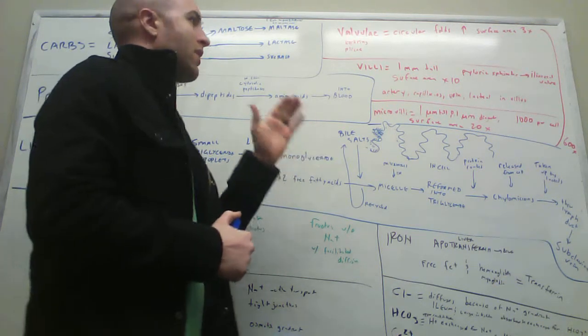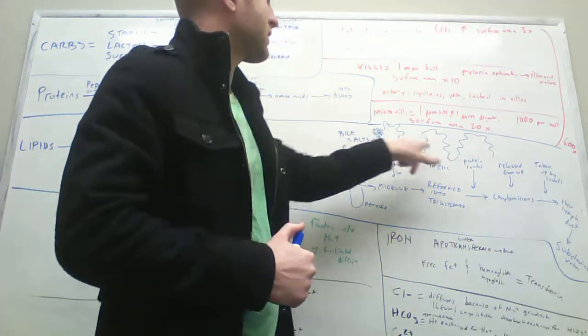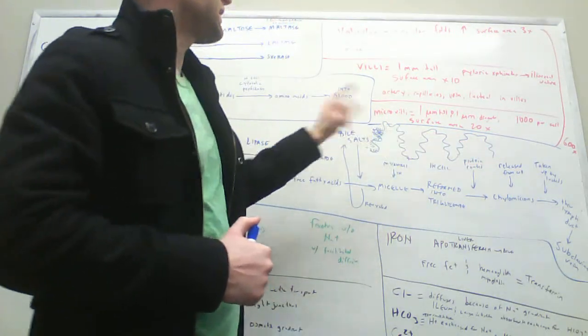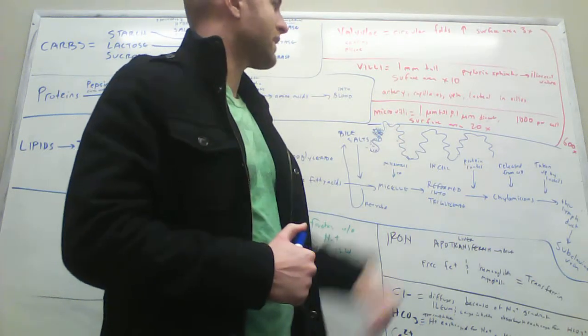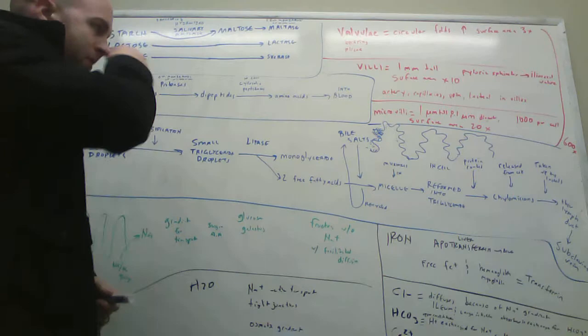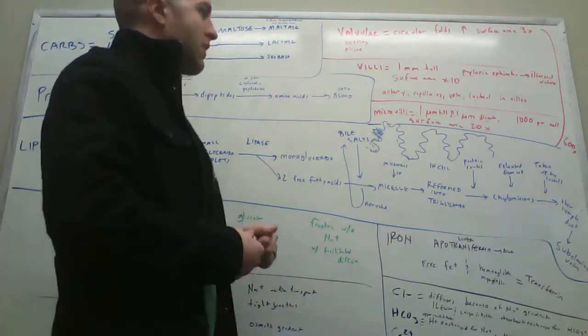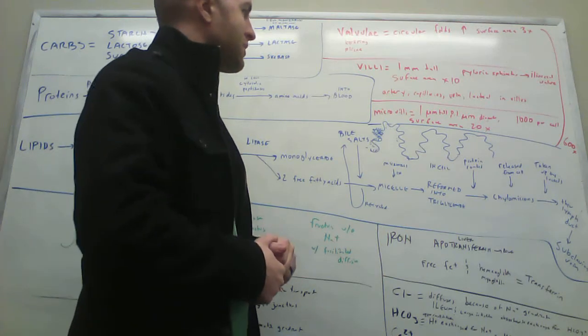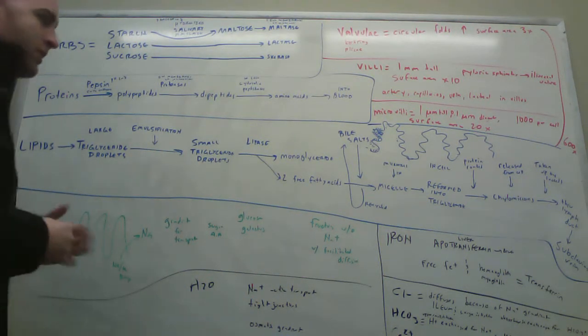So altogether, 3 times increased surface area by these plicae circularis, 10 times the surface area by the villi, and now 20 times by the microvilli. 3 times 10 times 20 is 600. So altogether, surface area is increased 600 times. That's a big deal. This allows for a lot more absorption.